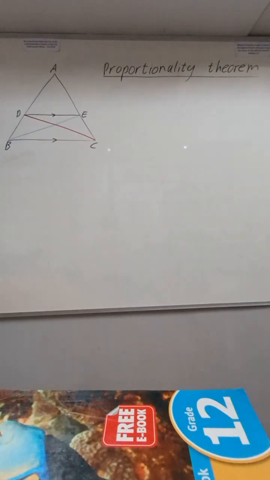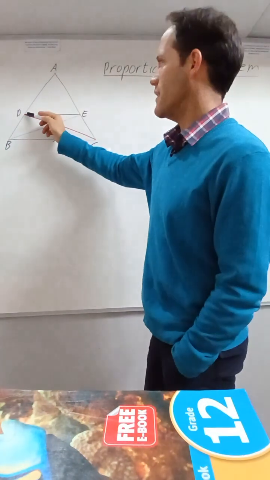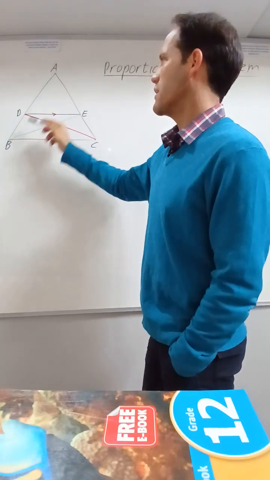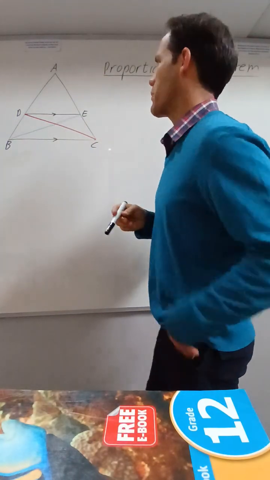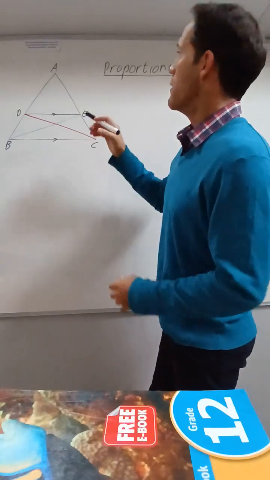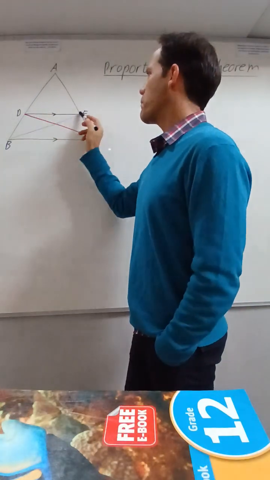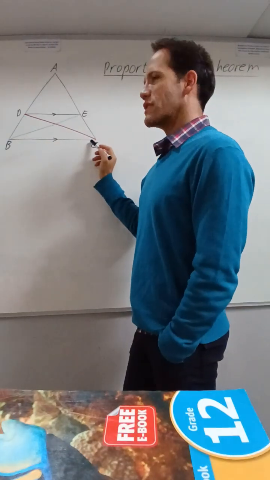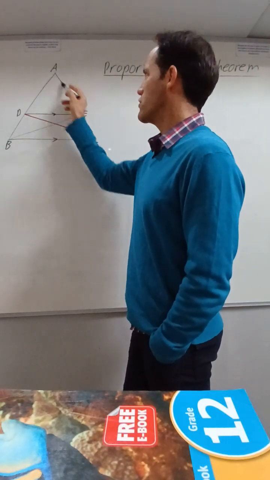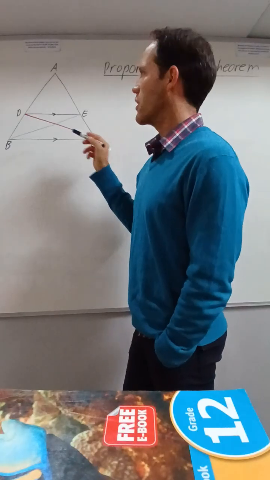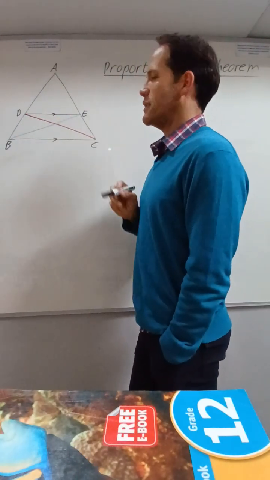Right, so with the proportionality theorem, we basically want to prove that AD over DB is equal to AE over EC. That's our aim. That's what we want to try to prove. Because for the proportionality theorem, when you get a line drawn parallel to one of the sides, we say it divides these two sides proportionally. So AD over DB should be equal to AE over EC.